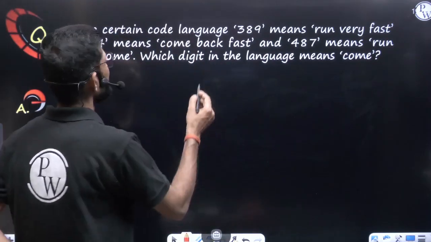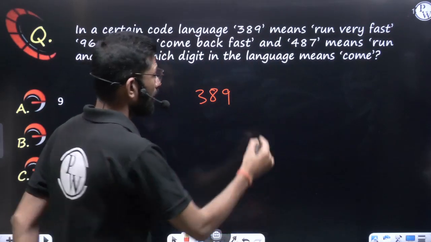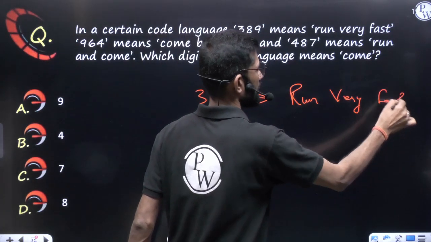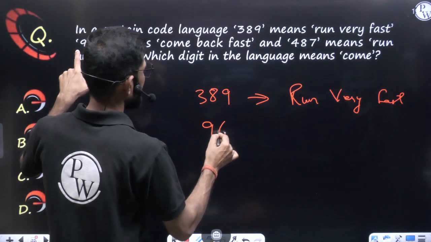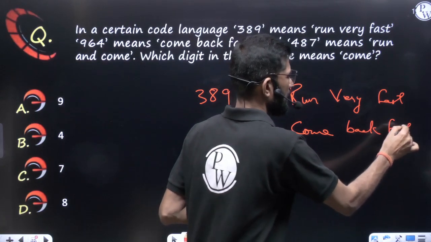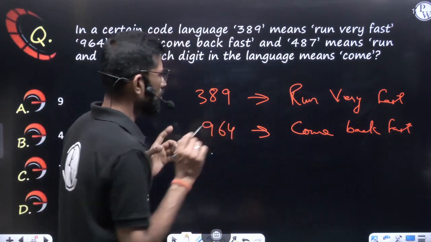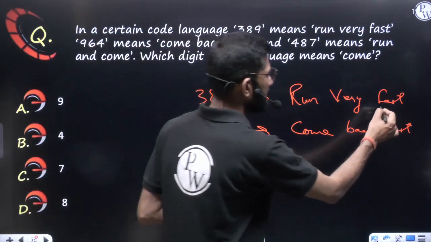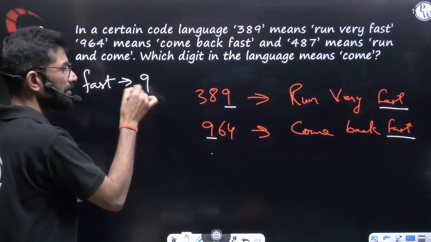Let us understand how. See, 389. This is the code because they are using the word means in the middle. The original thing for this is run very fast. 389 means run very fast. 964 means come back fast. Now, can you see anything common in both of them? In the code, both have 9. And in the words, both have fast. So I can say directly that for the word fast, they are using the code 9.